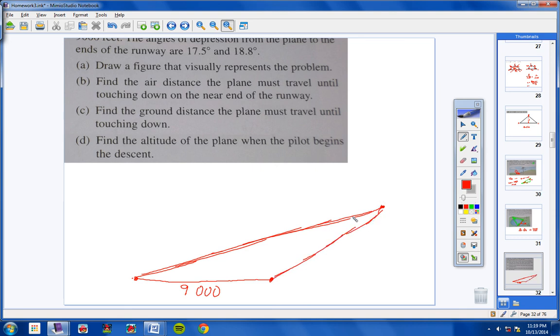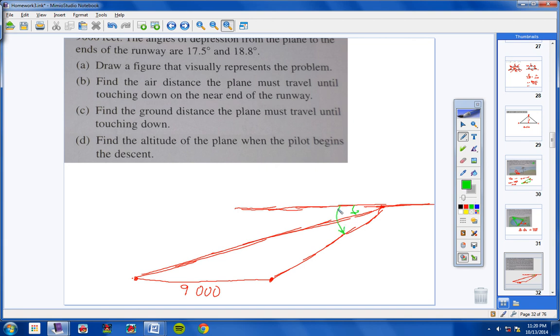Now, please watch this carefully, students. It says we have two angles of depression. Never draw an angle of depression or an angle of elevation until you first draw the horizontal line. You must have a horizontal line always before you can draw an angle of depression or elevation. So there we go. Now, the angles of depression always go from the horizontal line to the line that we're referring to. So one angle goes from here to here. One angle goes from here to here.